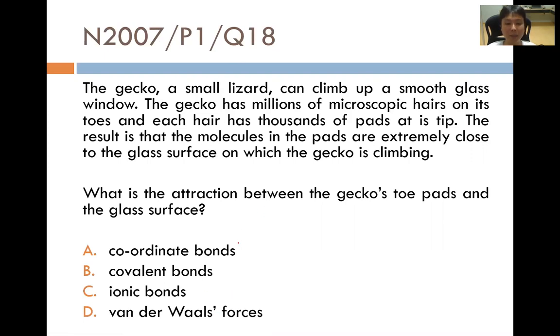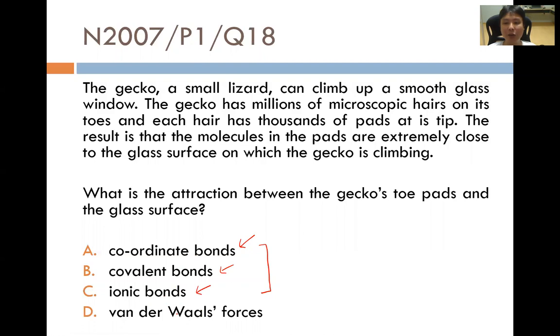Now, coordinate bonds are like covalent bonds really, and so these two answers are very similar. And ionic bonds, so among these three, these are very strong forces of attraction. Because coordinate bonds are covalent bonds, which is attraction between the nucleus and the shared pair of electrons, which involves full pluses and full minuses. And covalent bonds is the same thing. Ionic bonds is also between full pluses and full minuses. Whereas van der Waals forces of attraction, which is another term for intermolecular forces of attraction, is between partial pluses and partial minuses, which is weaker.